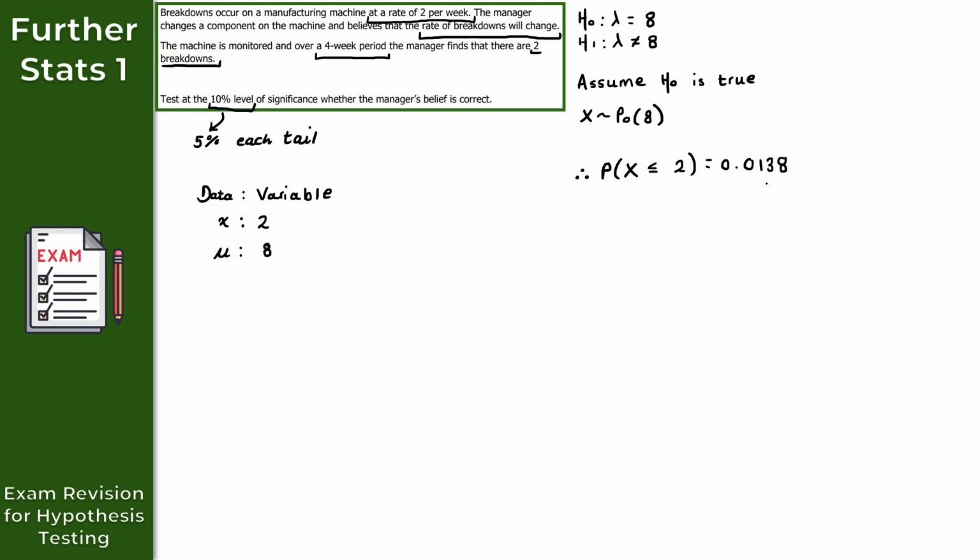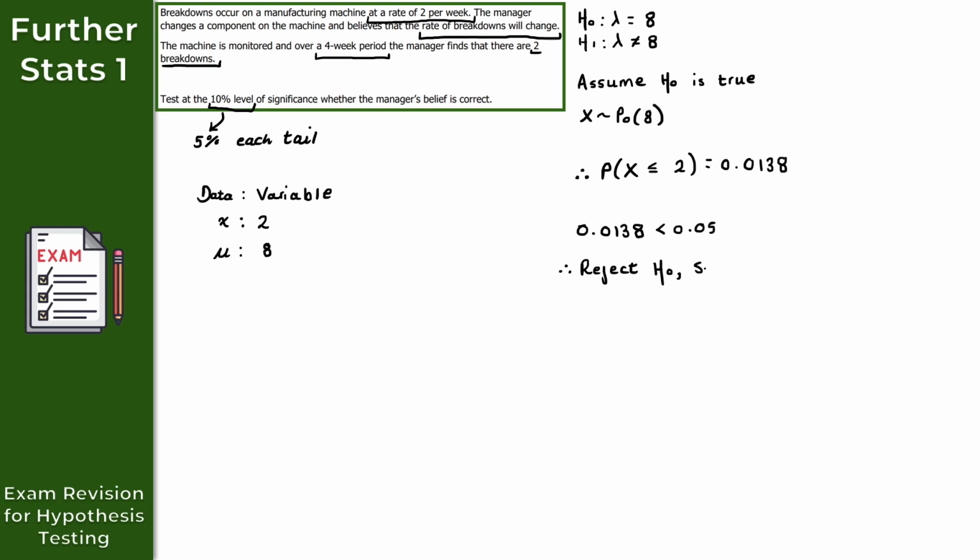Now this probability, 0.0138, is less than the significance level of 5%, so this is less than 0.05. So therefore, in that case, we now reject H0. So we reject H0, and we say we have sufficient evidence at the 10% significance level to suggest that the manager's belief is correct. So let me just write all of that down.